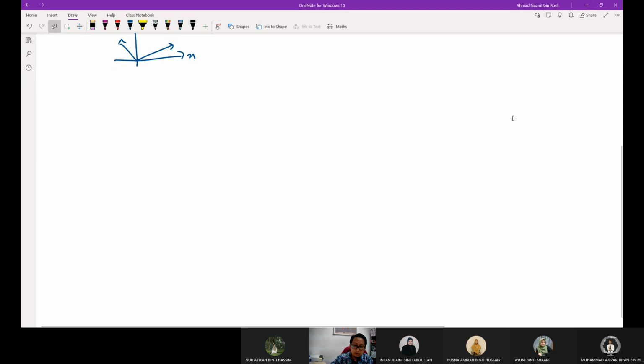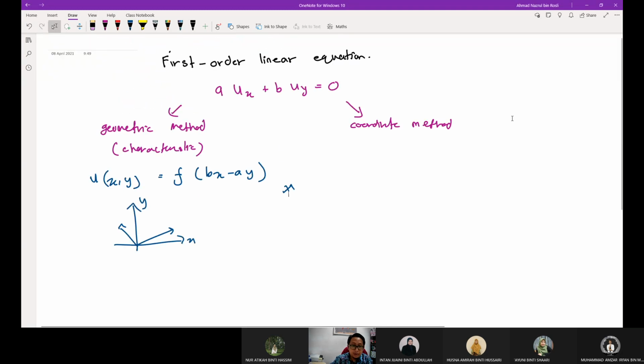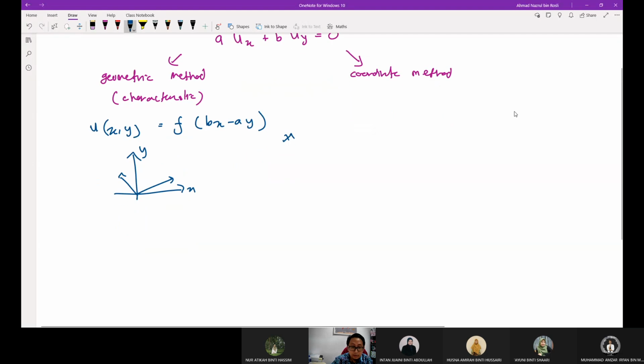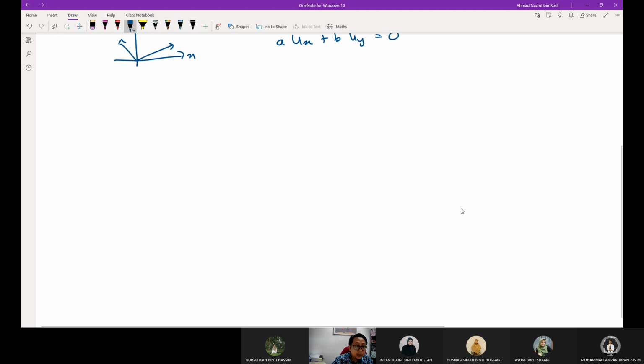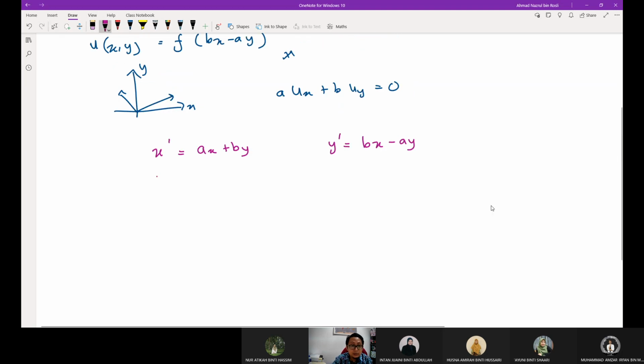Okay. So next we use the same a ux plus b uy. So we write again here a ux plus b uy equal to 0. It will create another vector, like a vector. So it will create a new one, which is x prime equal to ax plus by and y prime is equal to bx minus ay. The bx minus ay is the one from earlier, the one above. Okay, the mirroring of this.